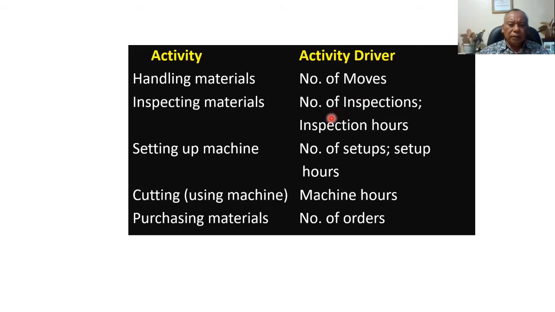So for handling material, the activity driver is the number of moves. Inspecting materials, number of inspections or inspection hours. Setting up machine, number of setups or setup hours. Cutting, for example using a machine, we can use machine hours as the activity driver. Purchasing material, number of orders.